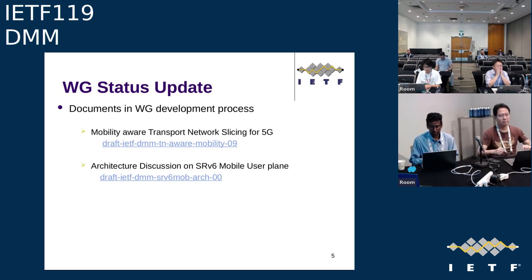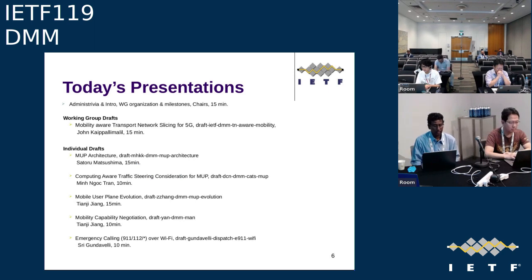So I think we have other presentations. This is what we have on the agenda. We'll start with the working group documents and go to the individual contributions, individual drafts. On the individual drafts, we have a MUP architecture discussion from Satoru-san, computing aware traffic steering considerations from MUP, MEP, mobile user plane evolution, mobility capability negotiation, emergency calling. So this is what we have on the agenda today.